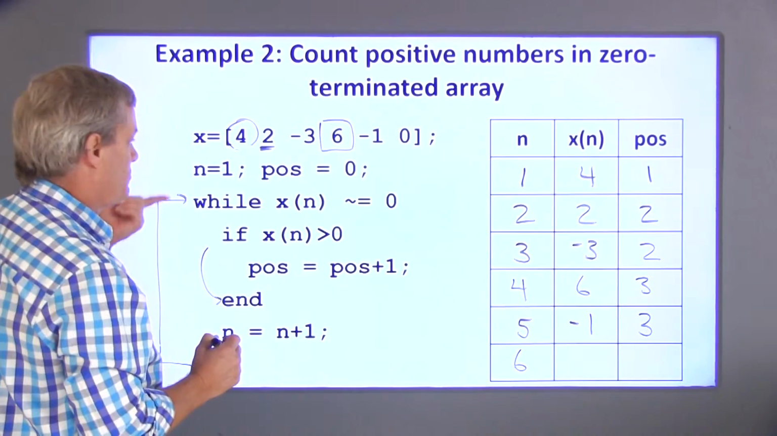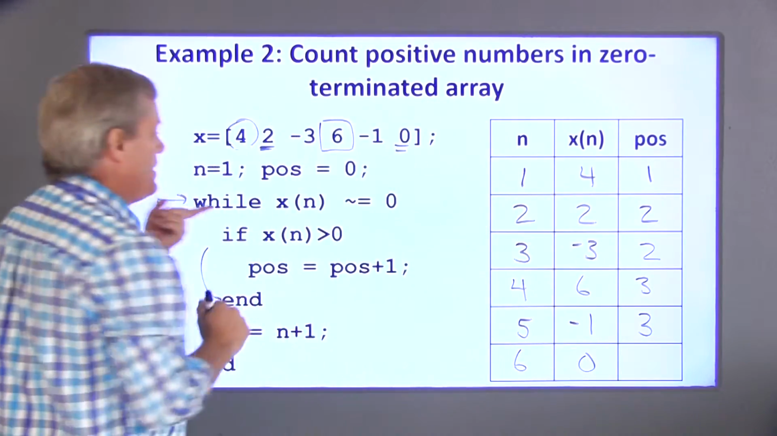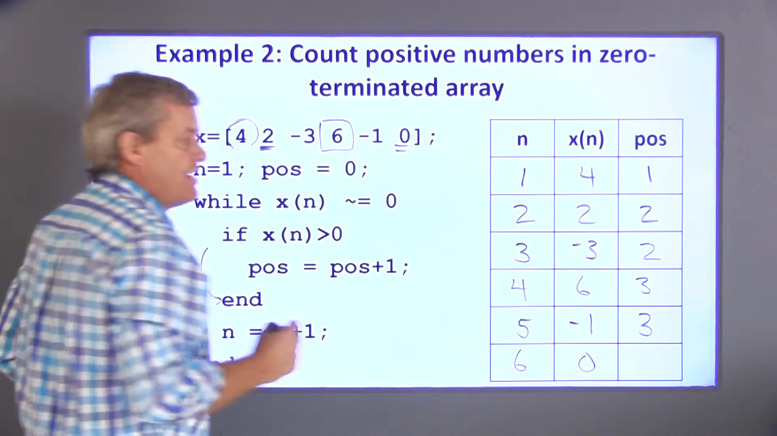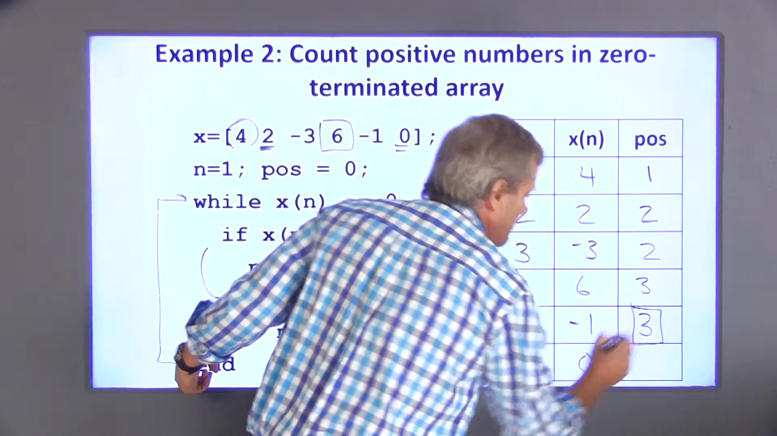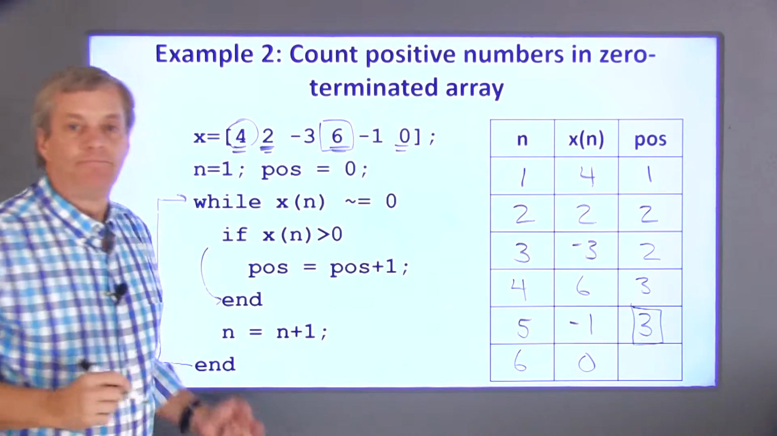When n is equal to 6, x of 6 is equal to 0. This is no longer true, and I've finished execution of my code. Sum is equal to 3. I've found 3 positive elements in my array.